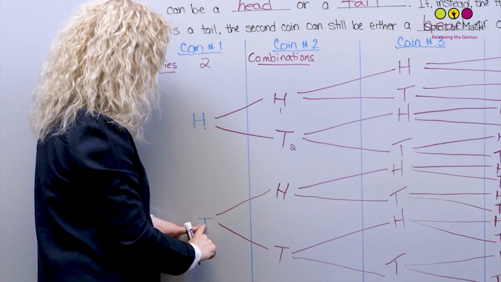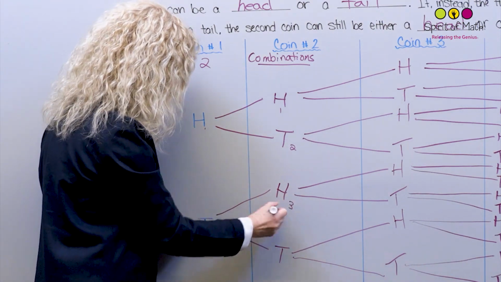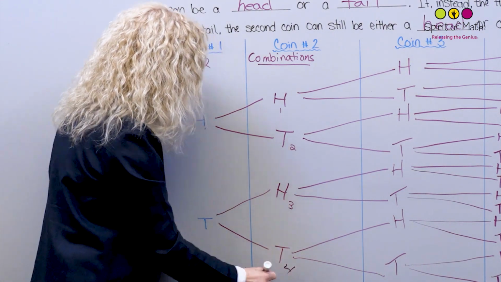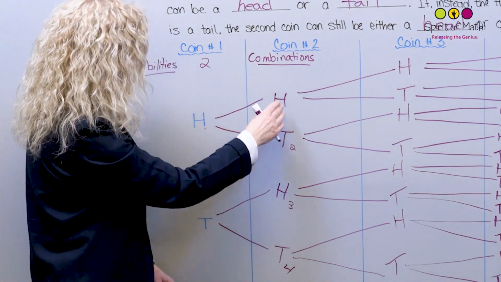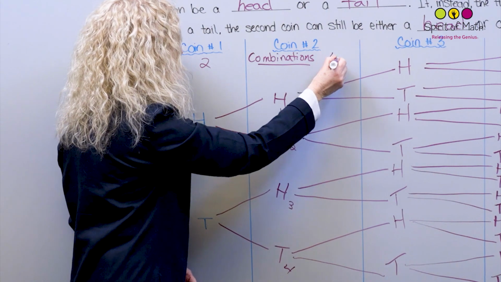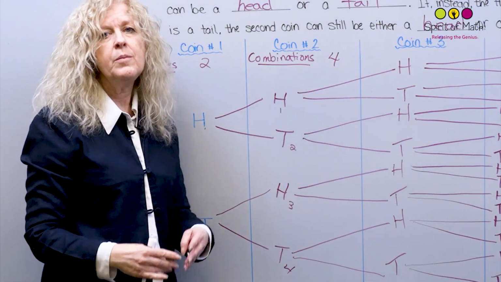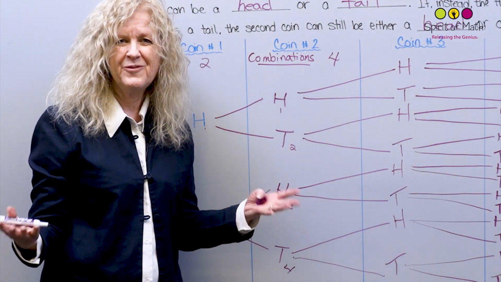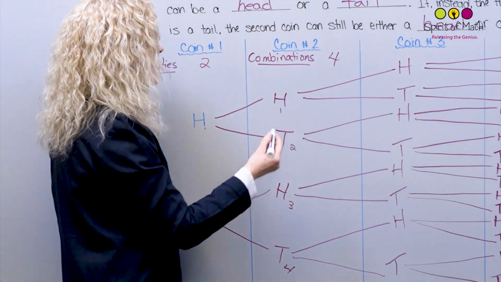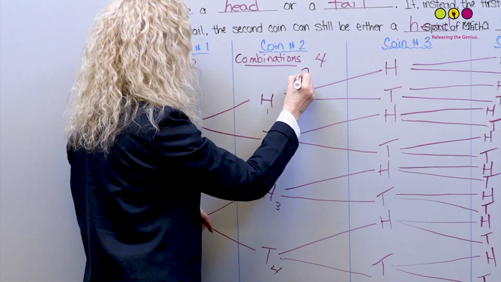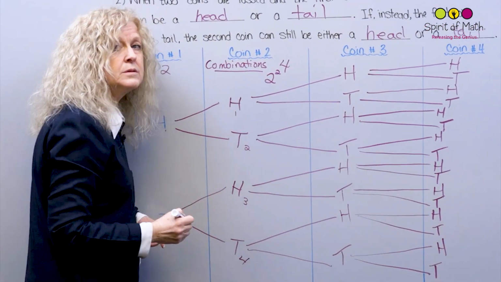Or you could start here, a tail, head, that's 3, and a tail, tail, that's 4. All you had to do was count these, right? Okay, so you've got 4 combinations, 4 possible things that could happen. Now, notice that that number 4 is the same as 2 squared.